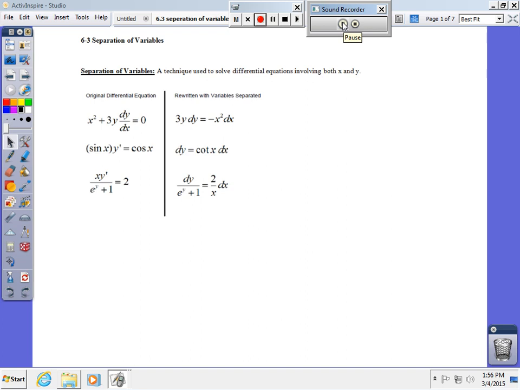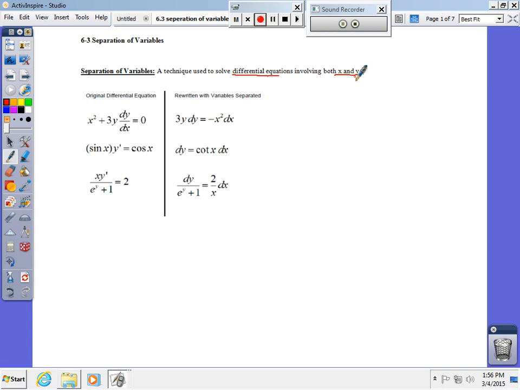Okay, section 6.3, we're going to use a method called separation of variables. We've done something similar to this earlier in the year, but this is a technique that we use to solve differential equations where they involve x and y.